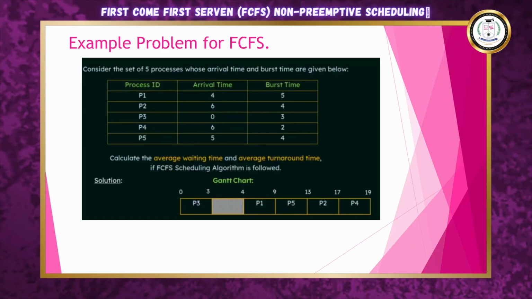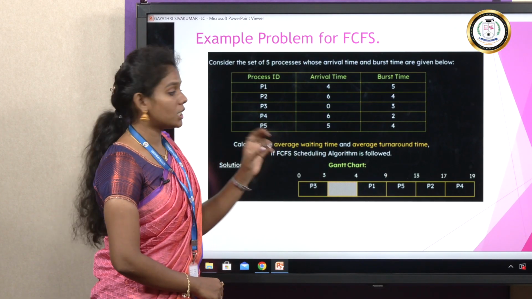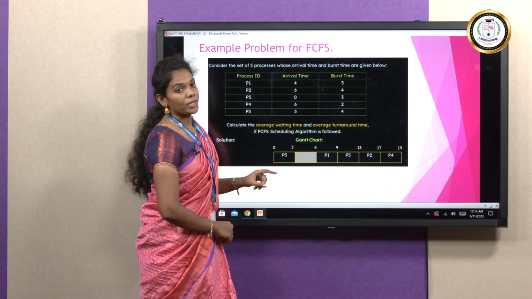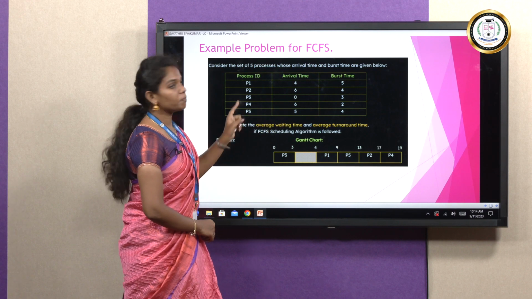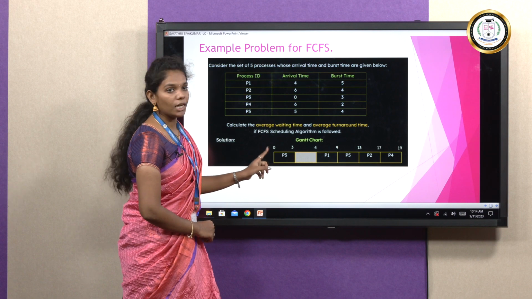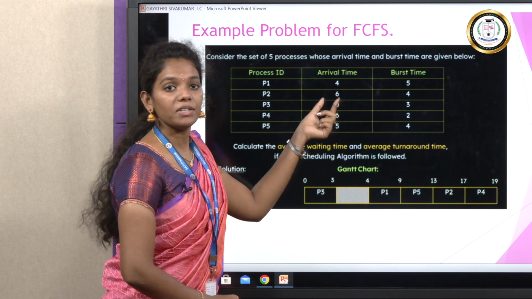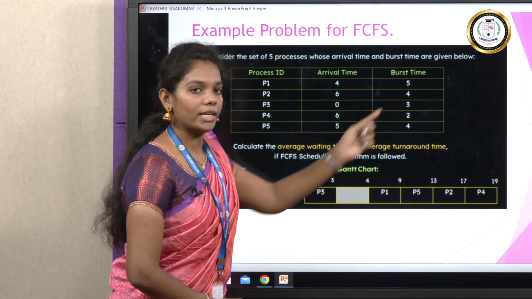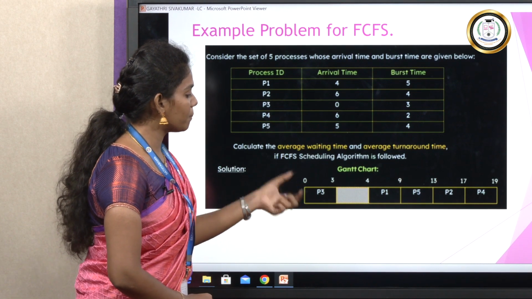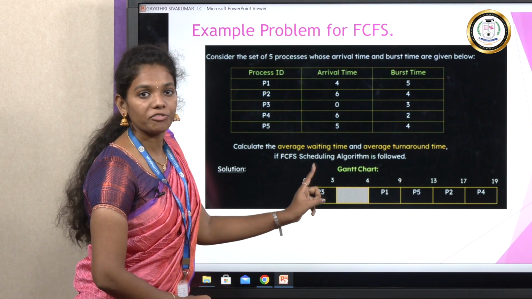Now, looking at the processes, see which process comes first in FCFS. The least arrival time is 0, which is occupied by the process P3. So P3 is the process which comes first with an arrival time of 0. For this process P3, the burst time is 3. So the CPU will start at time unit 0 and it will complete at time unit 3.